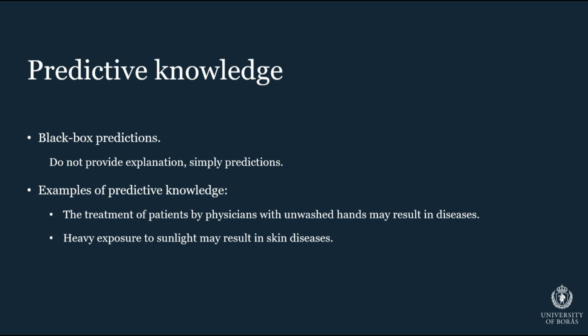The first example is stated as, "The treatment of patients by physicians with unwashed hands may result in diseases," while the second example is stated as, "Heavy exposure to sunlight may result in skin diseases." These examples only predict certain outcomes without explaining them. Although explanations for these predictions exist today, they were not known at the time this knowledge was discovered.